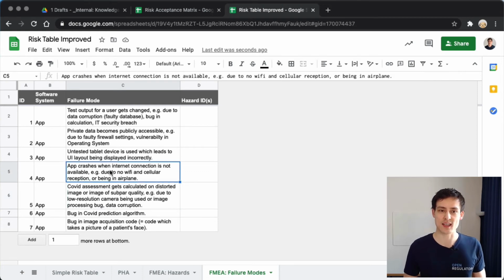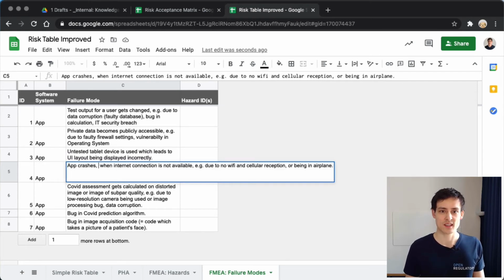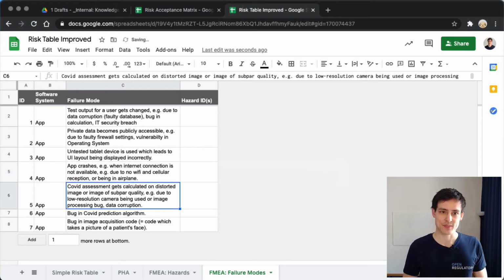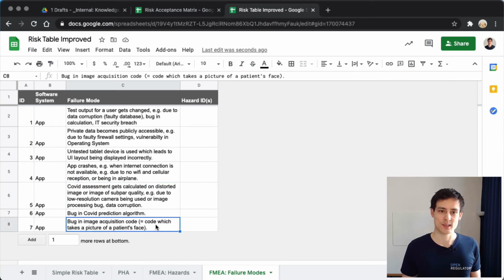For example, the app crashes. You could even have a general failure mode of app crashes in general, right? Like you could say app crashes, e.g., then you have two e.g.s, or when the internet connection is not available, but it could also crash because, I don't know, you wrote crappy code. And I hope you get the idea. This is what could go wrong on a technical, code level, or on a device level. And none of these things really lead to or have any direct patient impact yet, but soon.